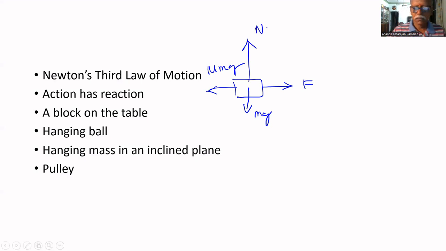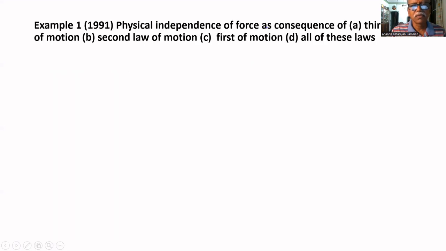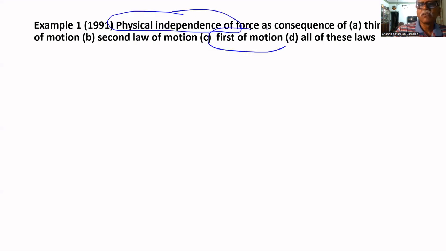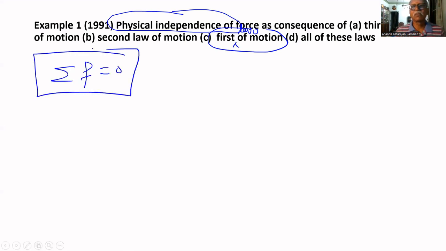These are sufficient. We'll see other theory then and there. Physical independence of forces is a consequence of the first law of motion. The sum of forces is equal to 0, so physical independence of forces is a consequence of the first law.